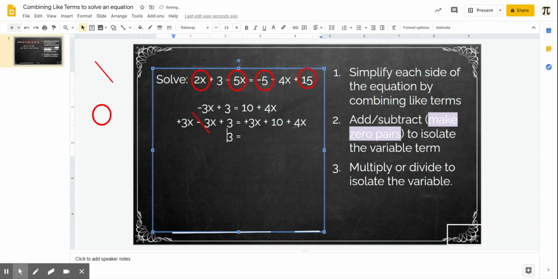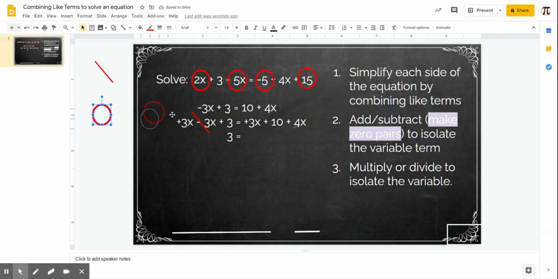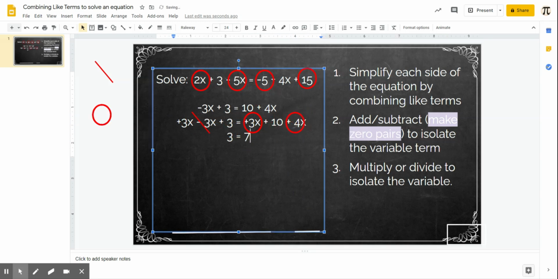Over here, look, I have like terms again. I have a 3x and a 4x, so together that gives me a 7x, and I have a plus 10. Almost done. I still have to make a zero pair to move this 10 over here. So what gets rid of a plus 10? A negative 10. So negative 10 plus 3 equals negative 10, and then I have 7x plus 10.